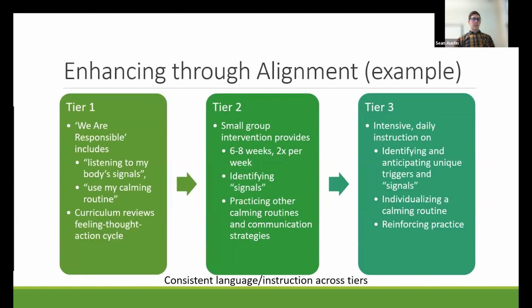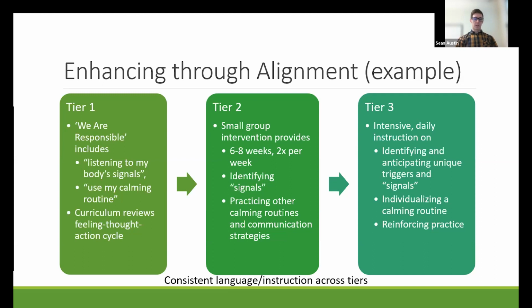When we see that worked out in a PBIS framework, this idea of we are responsible, we can embed a social emotional learning target of, I'm going to listen to my body signals. I'm going to use my calming routine. There are more examples of that within the SEL PBIS Center brief, so if you have that link, please use it. But this is kind of a walkthrough of it.